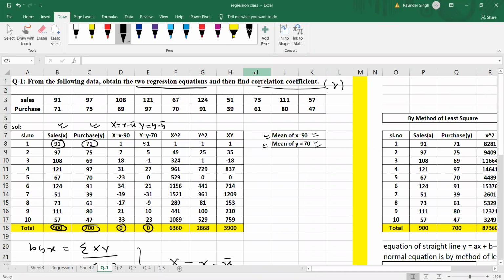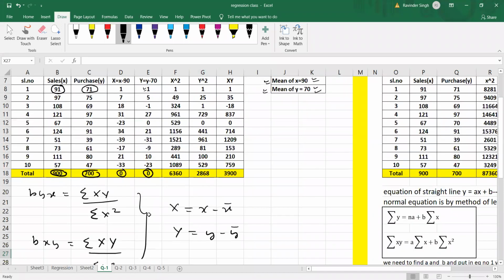Anyway, next I need capital X square value, I need capital Y square, and I need summation of capital X, capital Y. So all the values I have here, I have to just put the value and calculate bxy and byx. So let us calculate this. What is byx value I will get? byx value will be summation of xy, which is 3900, whole divided by summation of x square, which is 6360.